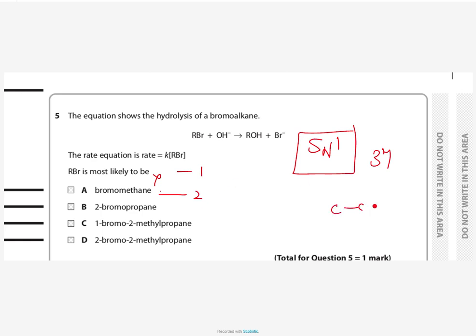1-bromo-2-methylpropane is primary. 2-bromo-2-methylpropane is tertiary. Tertiary for sure is SN1, right? Secondary, question mark. It can be SN1 or SN2, but tertiary for sure. So 2-bromo-2-methylpropane is tertiary. Tertiary undergoes the SN1 mechanism because of the steric hindrance. Therefore, only this haloalkane is present.